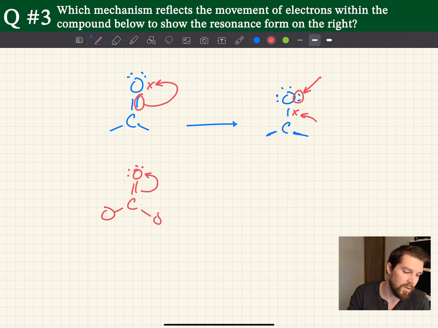Remember, arrows always have to start where electrons exist. So a bond, they can start at a bond, they can start at a lone pair. But if you have a deficiency of electrons, they will not start there.